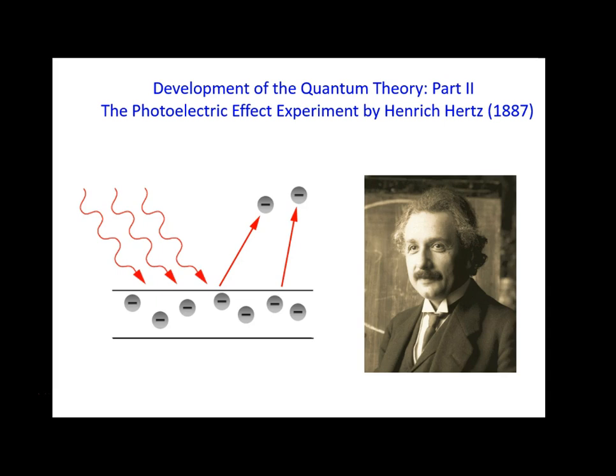Welcome back to Lesson 2, Part 2 on the development of the quantum theory. This lesson is part of Unit 1 of Chemistry 12 on structure and properties of matter. Today we're going to examine the photoelectric effect, first observed by Heinrich Hertz in 1887.